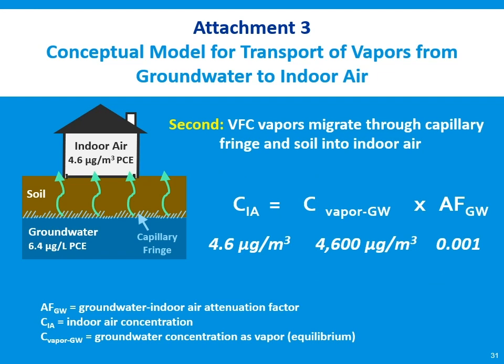To estimate the vapor transport through the vadose zone from the capillary fringe to the building, an attenuation factor is assumed for screening purposes. Accordingly, the soil gas vapor concentration of 4,600 micrograms per cubic meter is multiplied by the attenuation factor recommended in the supplemental guidance of 0.001. This yields an estimated indoor air concentration of 4.6 micrograms per cubic meter for tetrachloroethylene. Though conservative, this is an easy, straightforward way to estimate the vapor intrusion risk for a building over contaminated groundwater when there is no contaminant source within the vadose zone.